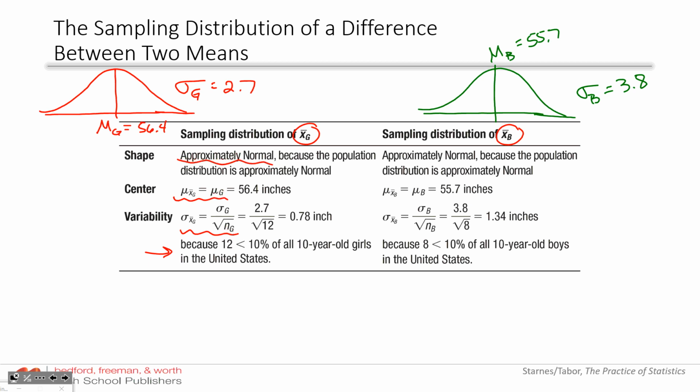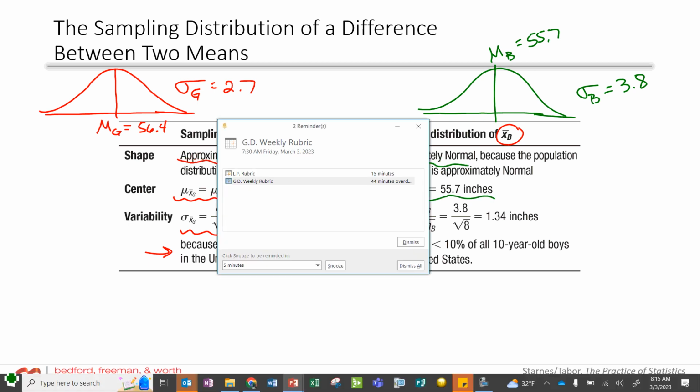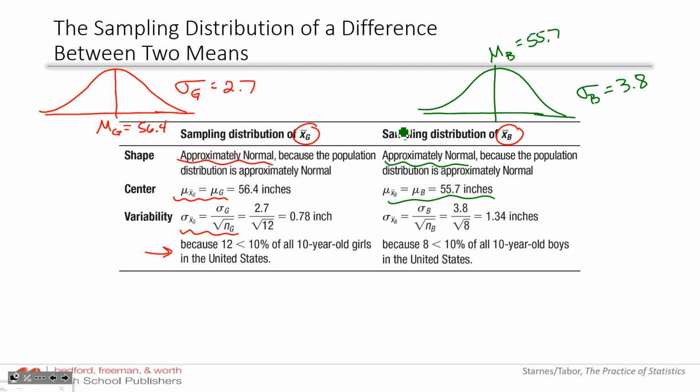Now, for the boys over on the right-hand side here. So again, we said that the population distribution was approximately normal. So because of that, the sampling distribution is also going to be normal. Think central limit theorem, right? We can say that the center is equal to the population mean. And we can say then that the standard deviation of the sampling distribution, use that formula. And again, we have to check the 10% condition right down here.